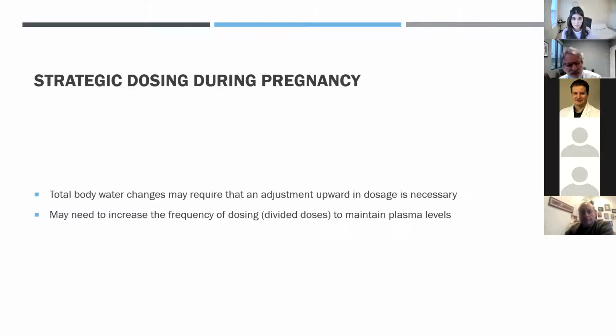Another thing that you may have to do is use divided doses or increase the frequency of dose that the patient is getting during pregnancy to maintain plasma levels. That's just a unique thing that happens physiologically with somebody who's pregnant, is that they don't maintain plasma levels like somebody who doesn't have all that body water.